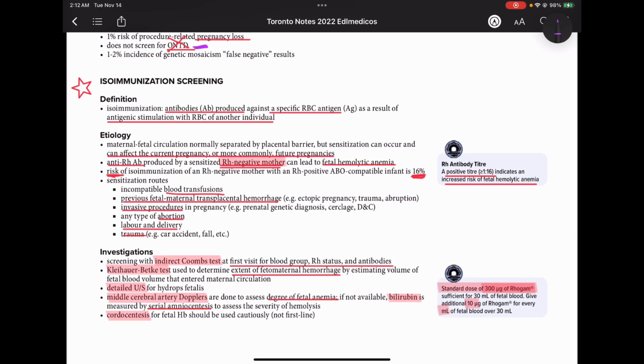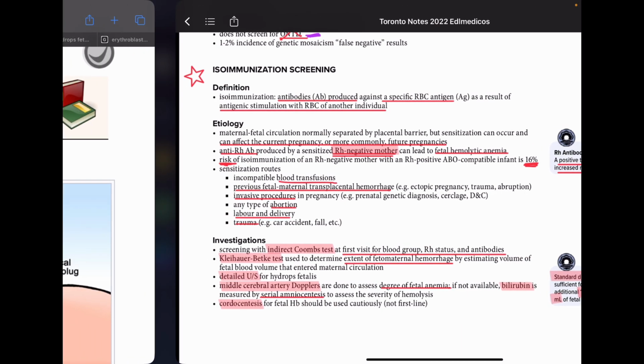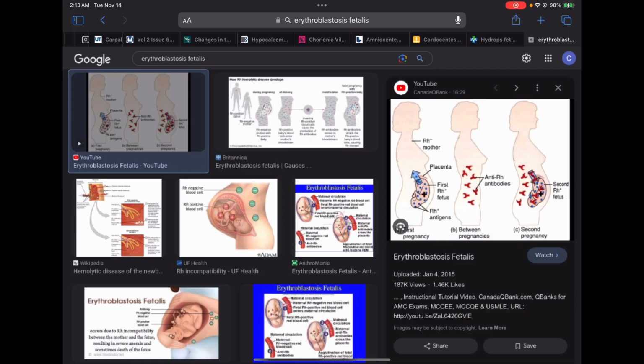Okay, so what is the definition? We're talking about isoimmunization screening now. Isoimmunization, what does that mean? I have a diagram for that too. Let me show you. If mommy is RH negative and baby is RH positive, through the placenta, RH positive antigens would cross into mommy's circulation. Mommy would produce anti-RH antibodies against the baby, and that would harm the second pregnancy even more.